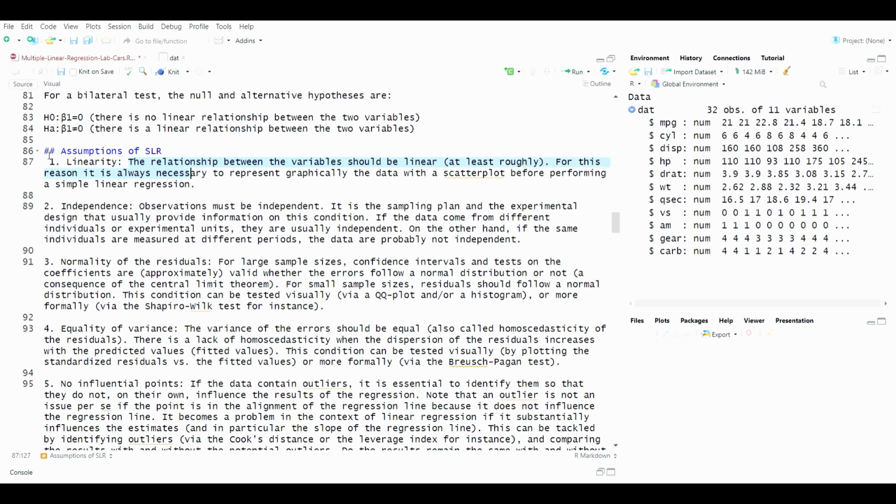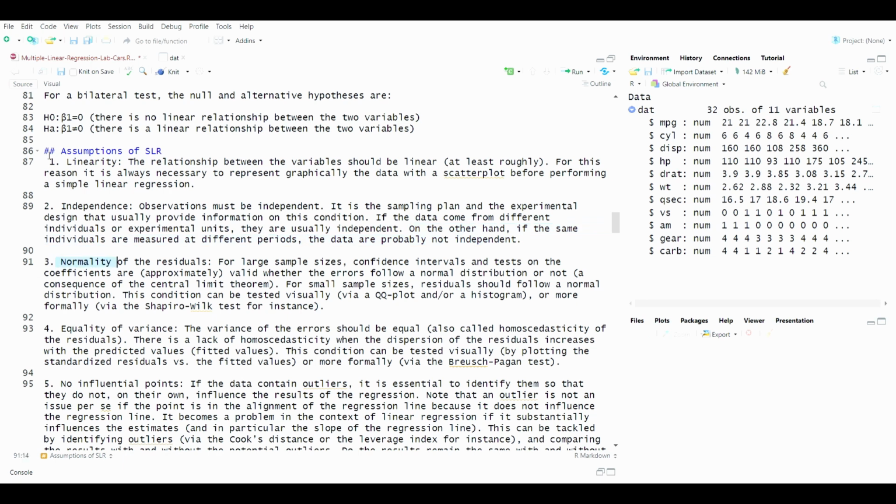For this reason, it is always necessary to represent graphically the data with a scatter plot before performing a simple linear regression. 2. Independence. This means all observations must be independent from each other. It is the sampling plan and the experimental design that usually provide information on this condition. If the data come from different individuals or experimental units, they are usually independent. On the other hand, if the same individuals are measured at different periods, the data are probably not independent.